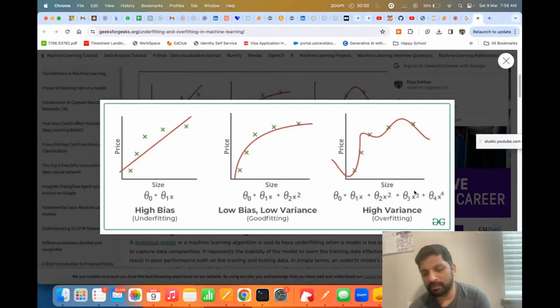So good fitting comes in where there is loss, but the loss is reasonably minimal, so that it actually does predict values, but they are close to the y, not too far.